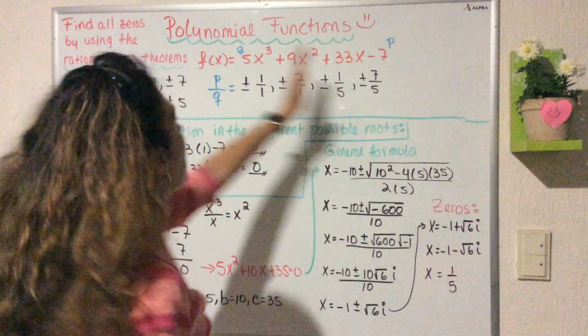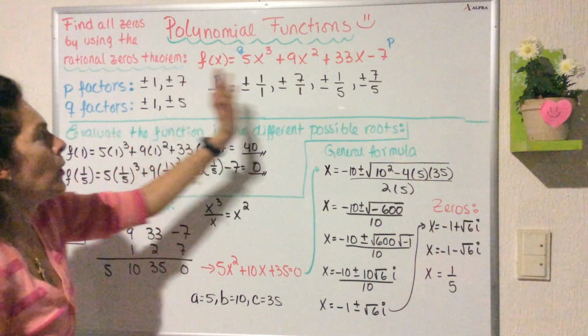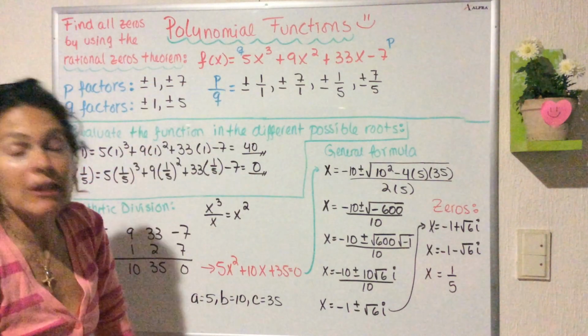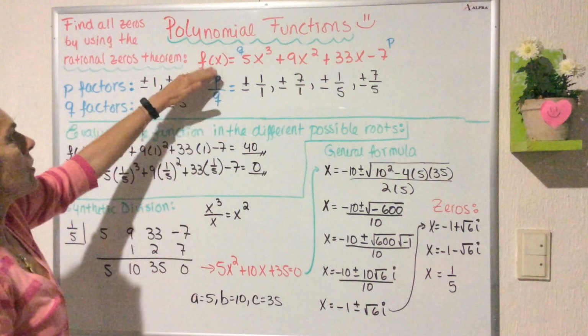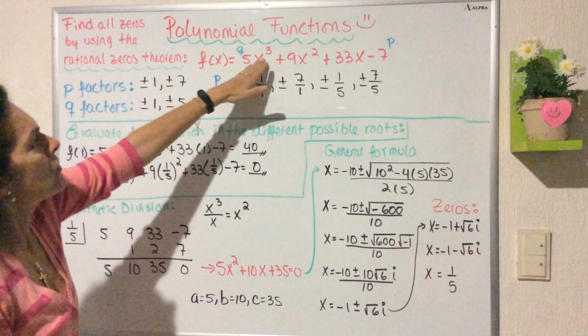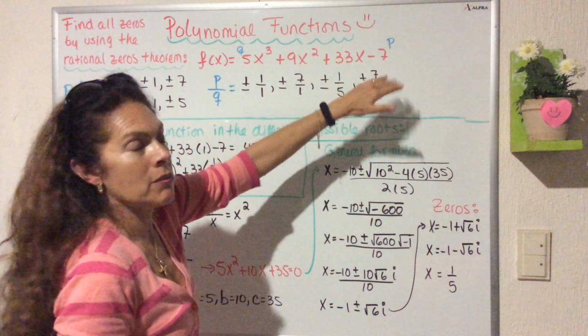Dear students, here we have another example of how to find all the zeros of a polynomial function by using the rational zeros theorem. Now look, the function in this case is f of x equals 5x to the third plus 9x to the second plus 33x minus 7.